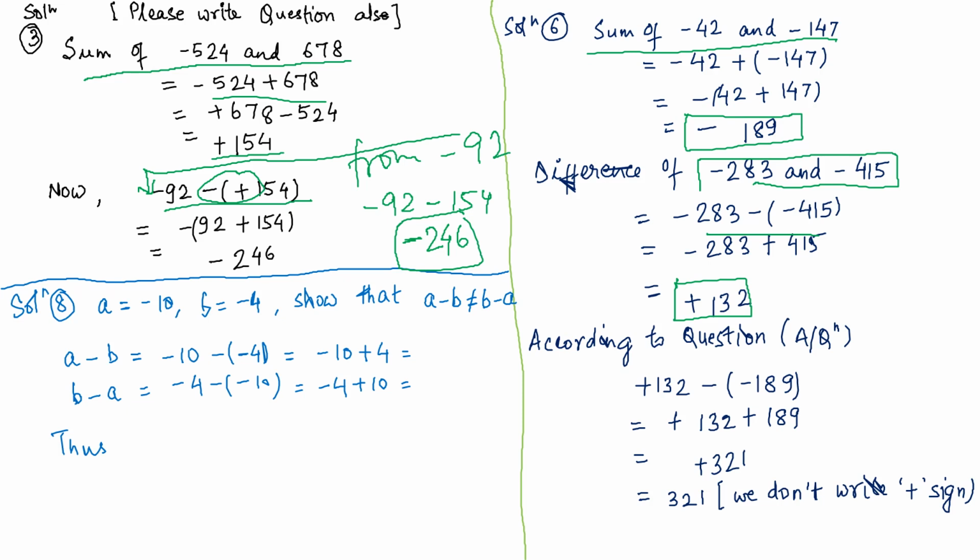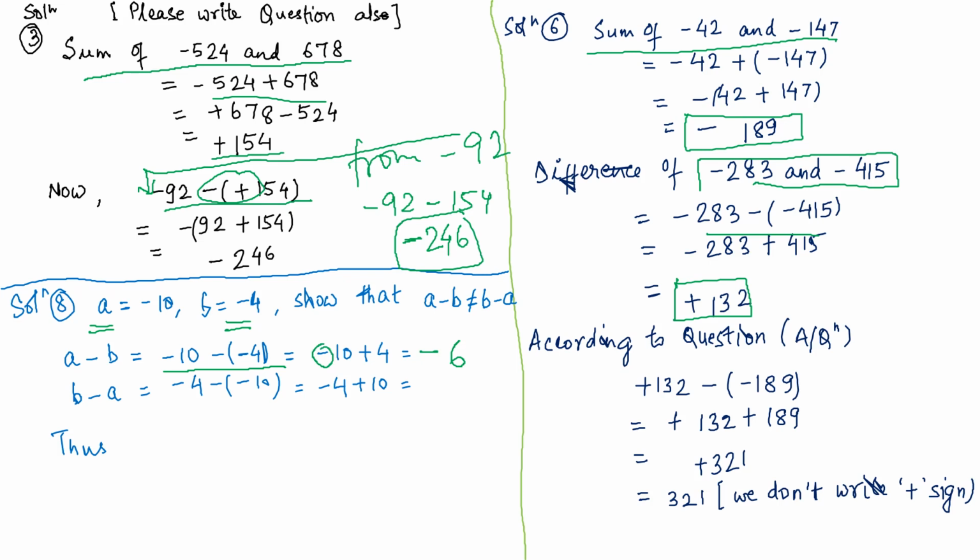Moving on to question number 8. They have given the value of a and b, and they are asking to show that a minus b is not equal to b minus a. Same question we have done just before this slide. Okay, so a minus b, putting the value, a is minus 10 and b is minus 4. So minus 10 plus 4 is how much? Different signs, so I will do 10 minus 4. This will be 6. And 10 is bigger here and it has a negative sign, so the answer will have a negative sign.